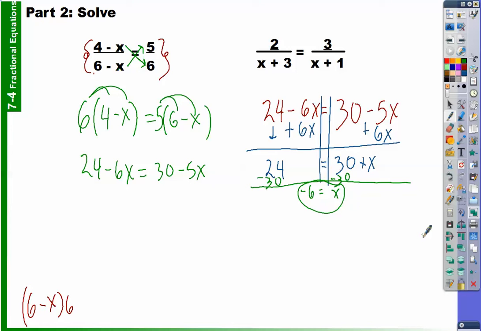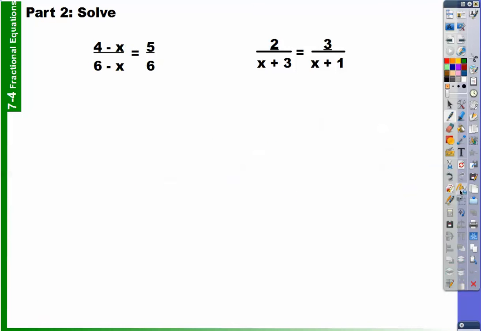So let's take a look at our next problem. The first question I have for you is, do we have a proportion? And again, a proportion is two ratios that are equivalent. Do I have two fractions? Yes. Fractions are ratios. Do I have two ratios that are equal to each other? Yes, you do. Sorry.